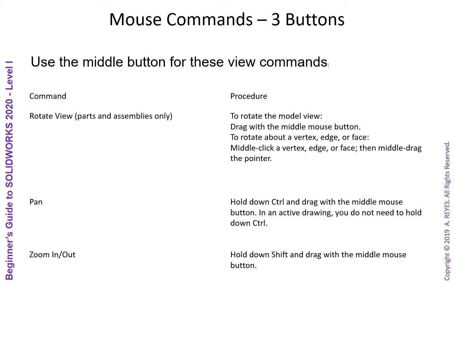The mouse commands: if you want to rotate your part, you drag with the middle mouse button or the wheel. To rotate about a vertex, edge, or face, middle click a vertex, edge, or face, and then you can middle drag the pointer. To pan, you can hold down Control and drag with the middle mouse button; in an active drawing, you do not need to hold down Control. And to zoom in and out, you can hold down Shift and drag with the middle mouse button. These will probably take 5 minutes of playing around with them, practicing, and you'll really get the hang of it.